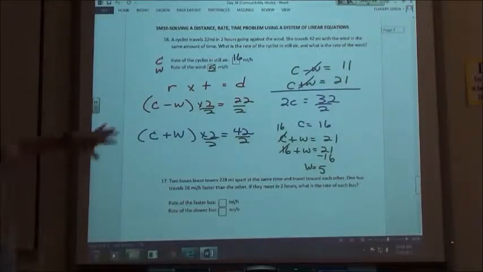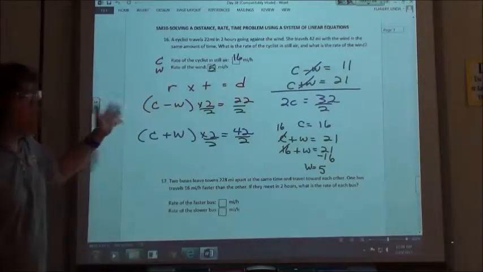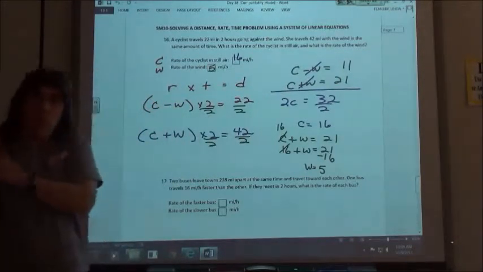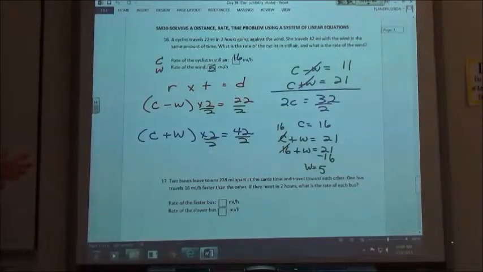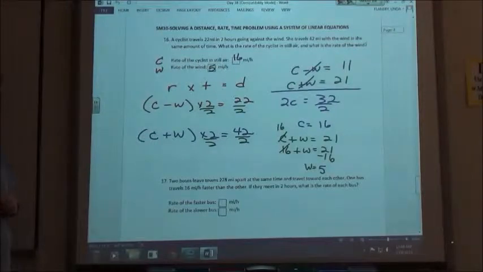So that's one version of this problem where we're using the formula rate times time equals distance, where we're going with the wind or against the wind, either making us go faster or slower, and we start out this way so that we can get our system of equations.